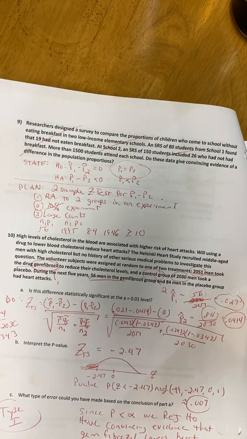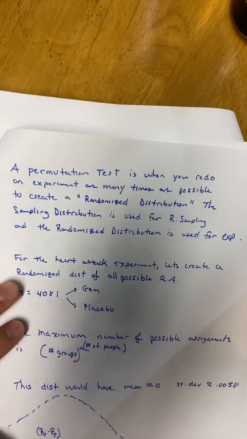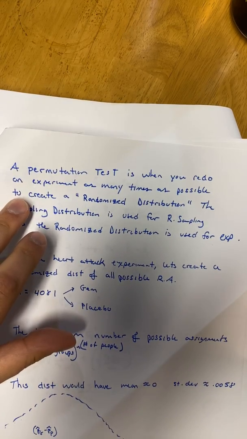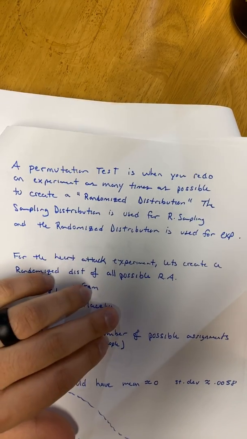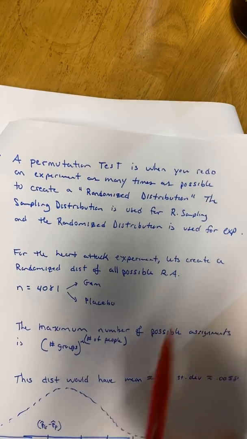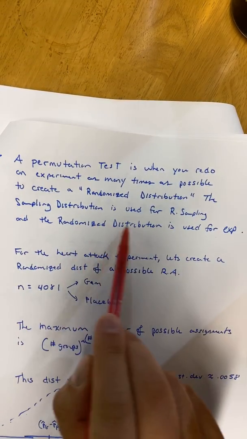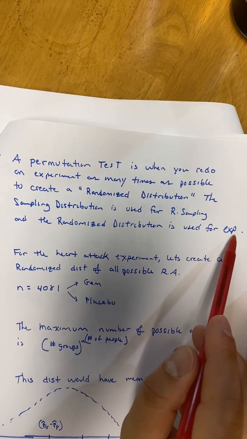So let me, actually here. A permutation test is when you redo an experiment as many times as possible to create a randomized distribution. Sampling distribution is used for random sampling. Randomized distribution is used for experiments.